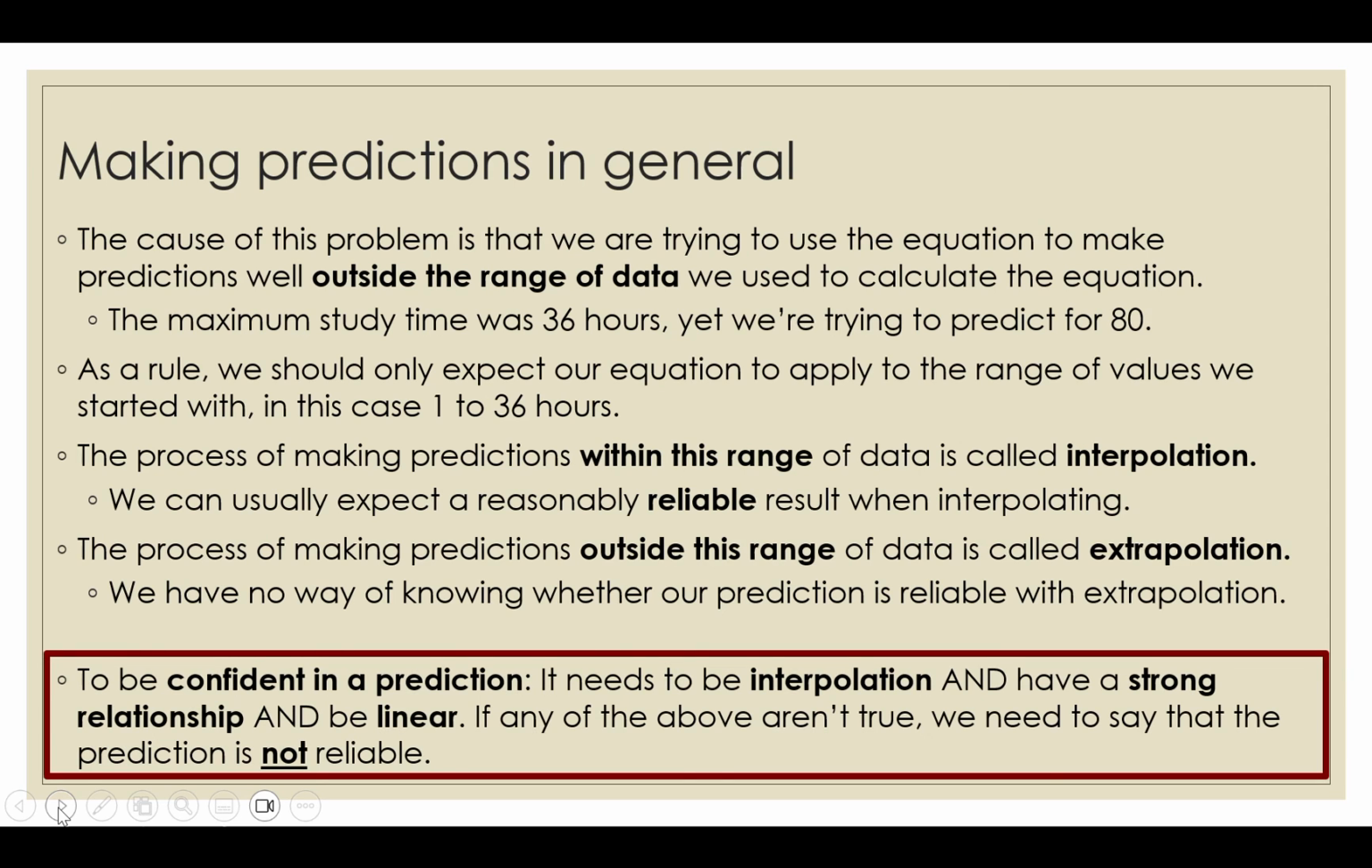So our little note there is that to be confident in the prediction, it needs to be interpolation, have a strong relationship, and be linear. If any of the above aren't true, we need to say that the prediction is not reliable. Most of the time it will be a strong relationship. It may be interpolation or extrapolation, so you could comment that yes, it is a strong relationship, however, you are extrapolating, which might give you less confidence in the reliability of your prediction.